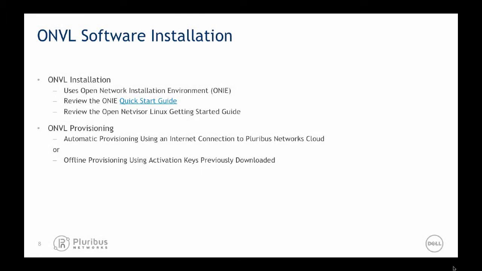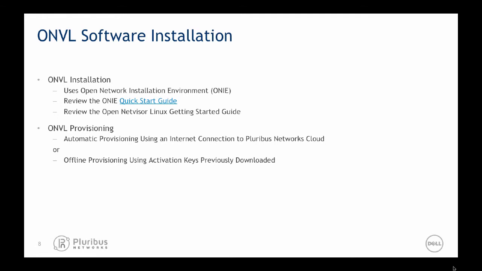ONVL software installation is comprised of two steps: installation and provisioning. Review the Open Network Installation Environment, or ONIE, Quick Start Guide, and the Open Netvisor Linux Getting Started Guide for details about the installation process. There are many installation options, but one simple method is to put the ONVL software image on a USB stick and insert that USB stick into the USB port on the switch. During power-up, ONVL installation is automatic, assuming no other operating system is present on the switch.